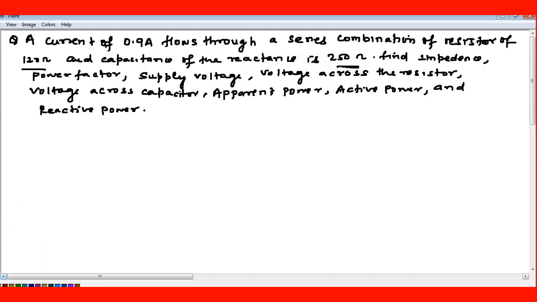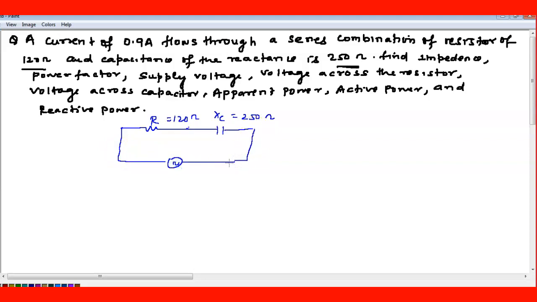So tell me what is given in this. One resistance is given, it is 120 ohm, and here a capacitor is given, which is already given in ohm only. Xc is given as 250 ohm, and this one is the power supply.